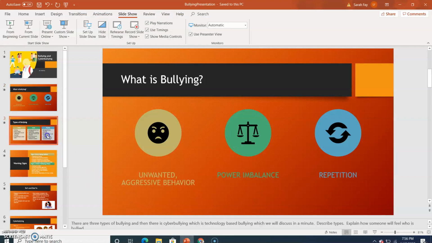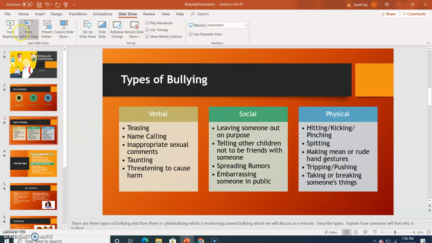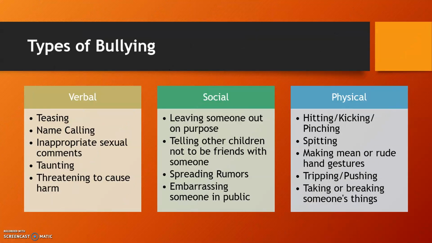So, what are the types of bullying? There are three types of bullying. There's verbal, which is your teasing, name calling, taunting, inappropriate comments. Social, when a friend leaves another friend out of a group for some reason, telling other friends not to be friends with someone, spreading rumors. And then the physical: the hitting, the kicking, the tripping, the pushing, making rude gestures towards another.